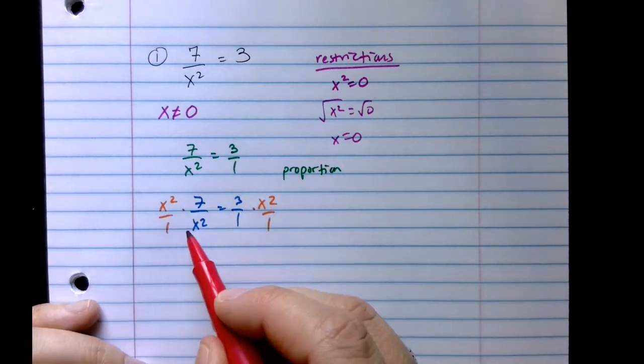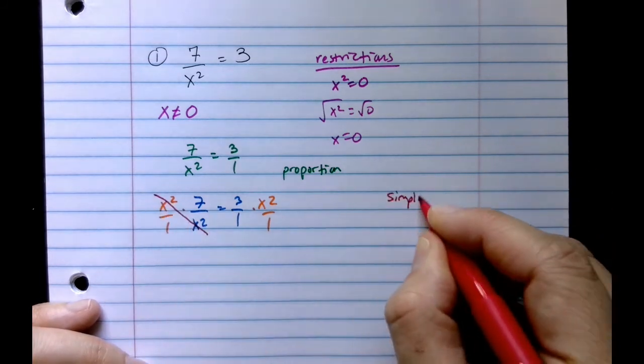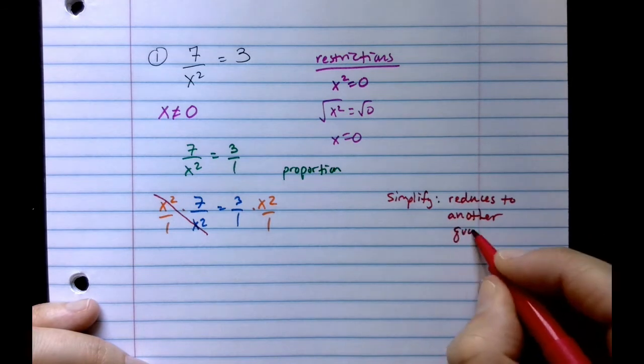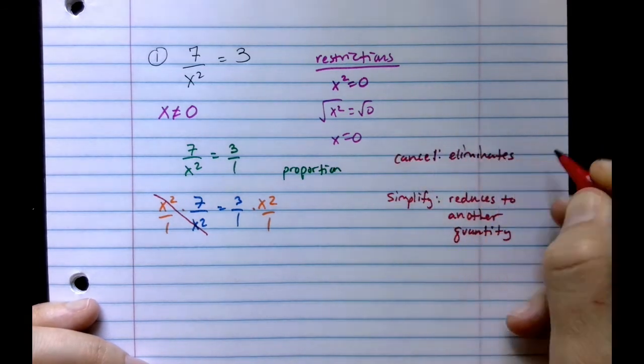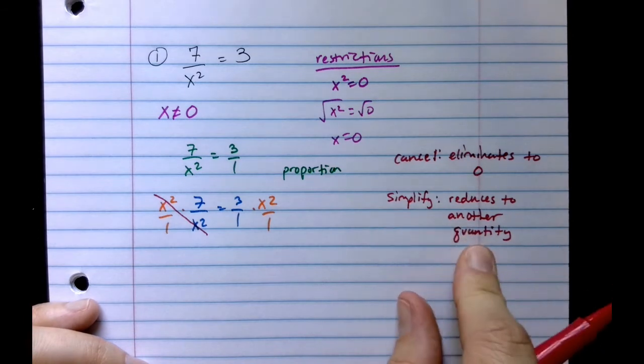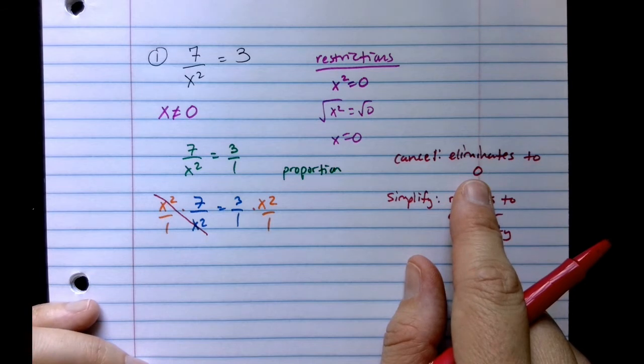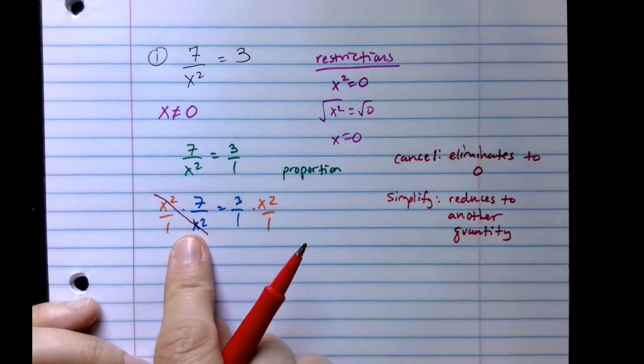What happens here is x squared over x squared simplifies. It doesn't cancel, there's a difference. If you simplify something, you're reducing your quantity to another quantity. But if you cancel something out, you're eliminating it. It goes to 0. This is simplifying to 1.